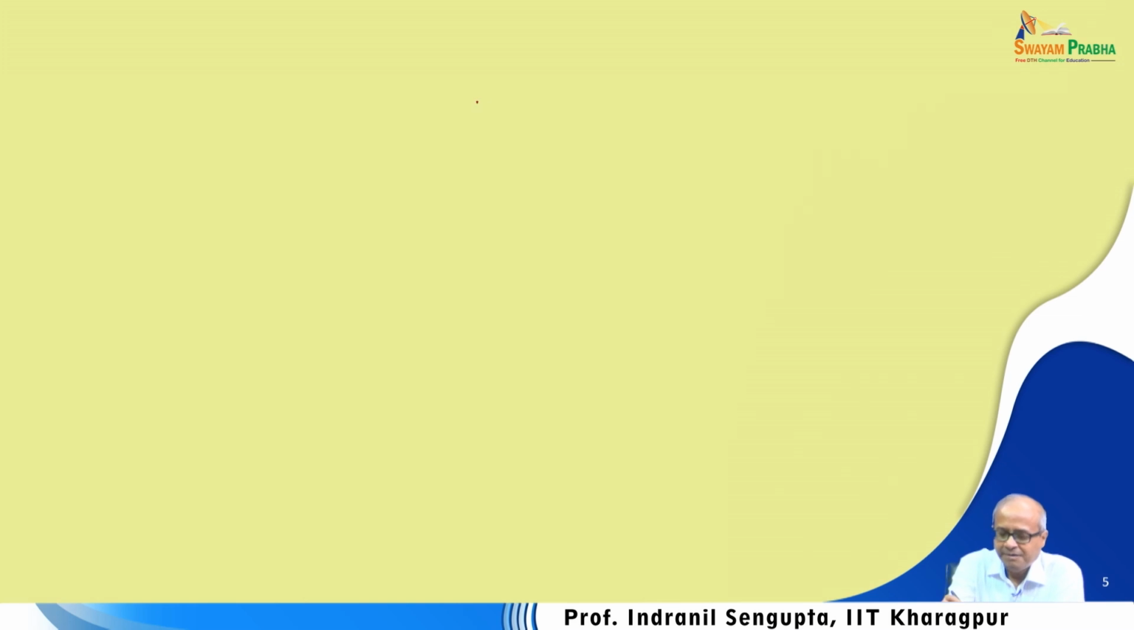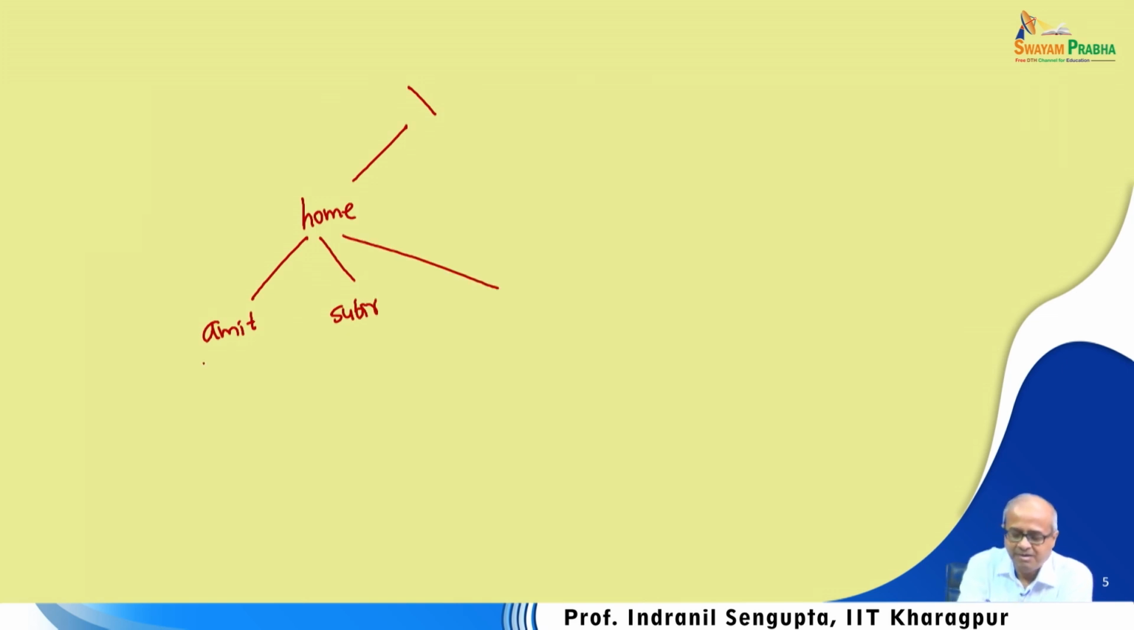So, now in a Linux system, suppose I start with a root. Under root there is a folder called home. Under home there is a folder called Amit, there is a folder called Subir, there are many folders. Under Amit there can be a folder called doc, there can be a folder called prog. Under Subir also there can be a folder called doc.